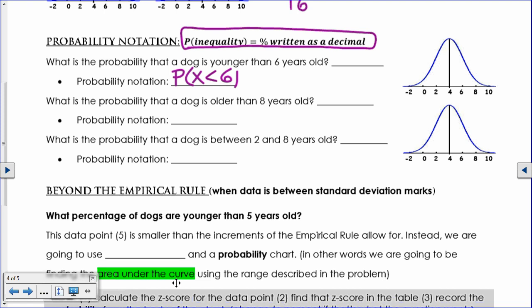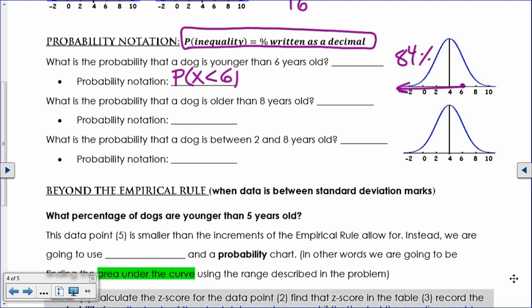Alright, so then go ahead and answer the question. What's the probability that you have 6 or below? Think about it in terms of percent first. What's the percent like we were just doing? What is it? Yep, 84, because you have 50 plus the 34. That's 84%.